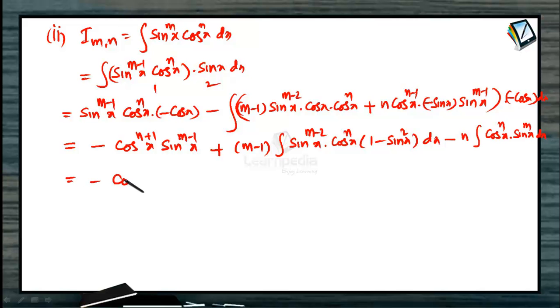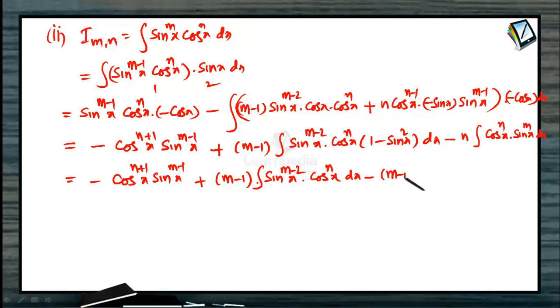Further, this is minus cos^(n+1)(x) sin^(m-1)(x) plus (m-1) times the integral of sin^(m-2)x cos^n x dx, minus (m-1) times the integral of sin^(m-2) into sin squared, which is sin^m x cos^n x, minus n into this, which is Imn already. This also is Imn.